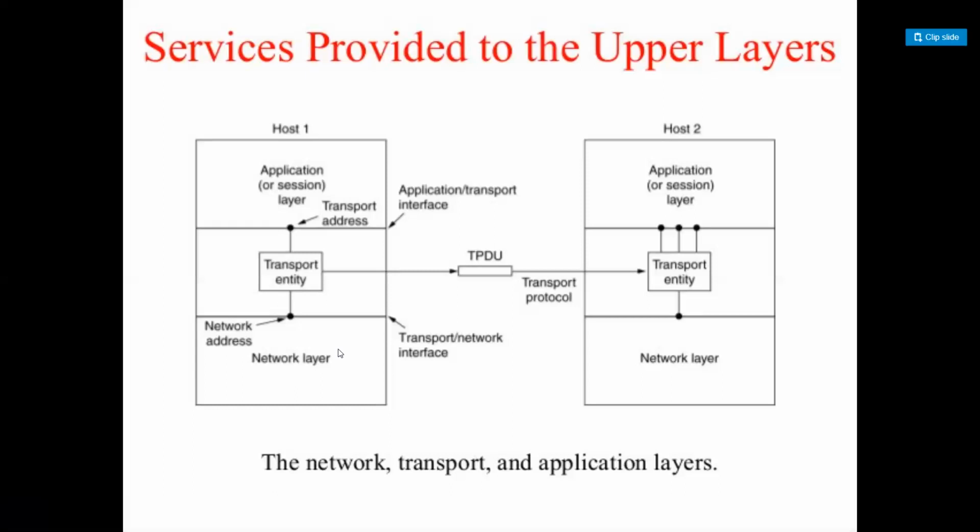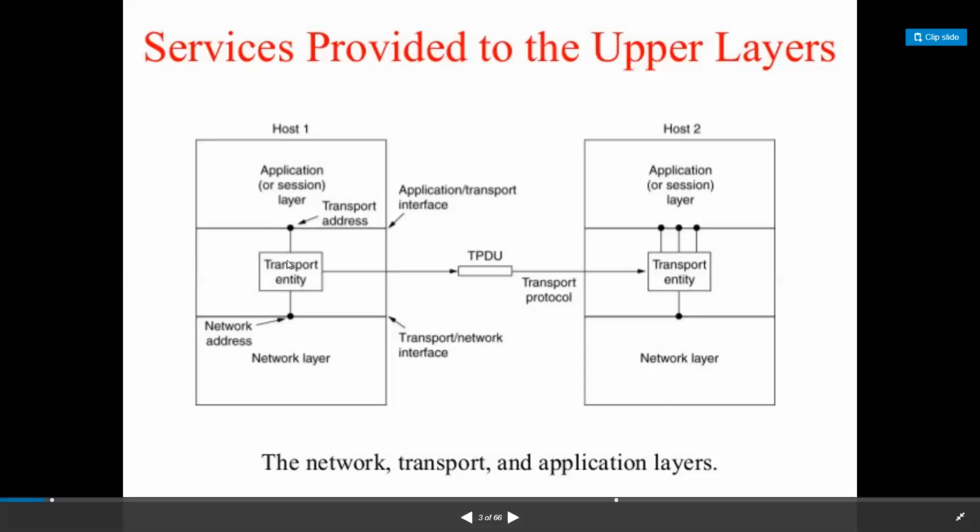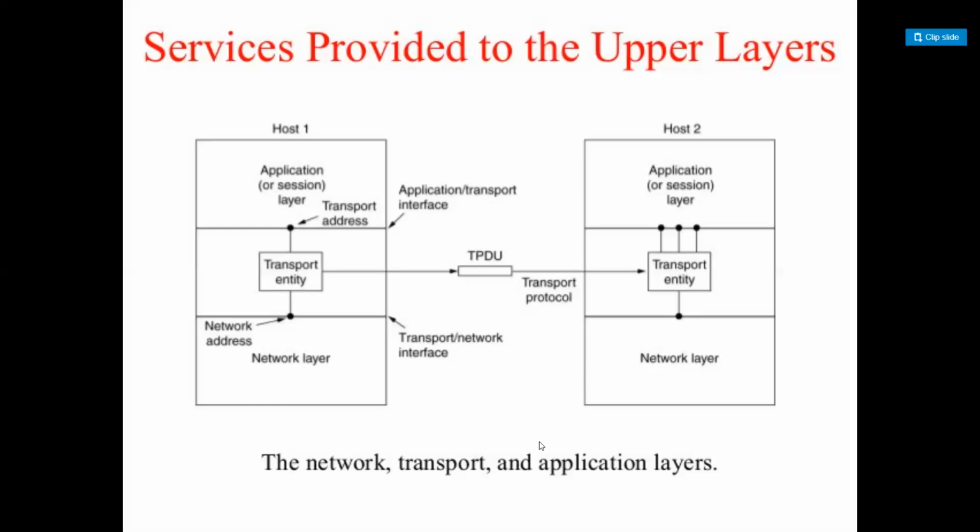In this way, services are provided to upper layers. Transport layer will provide services to upper layers. How, I will show you. See here, the application layer. This is the sender side. See the receiver side. The sender side transport entity will send to the receiver side, and it will be sent to the receiver side application layer. The receiver side transport layer will send the data to its above layer, that is the application layer. In this way, the transport layer will provide services to its above layer. Just take a clip of this diagram.